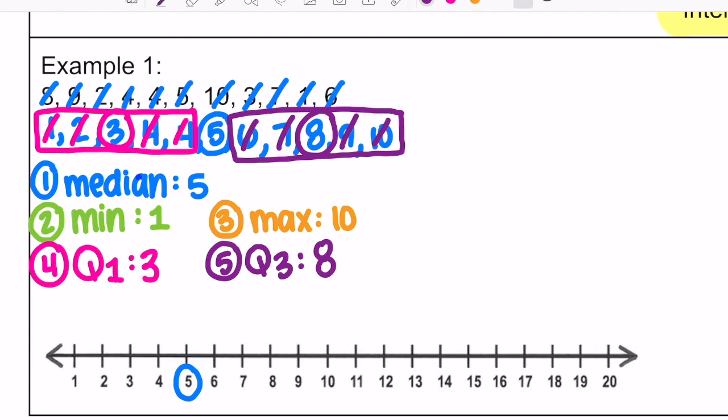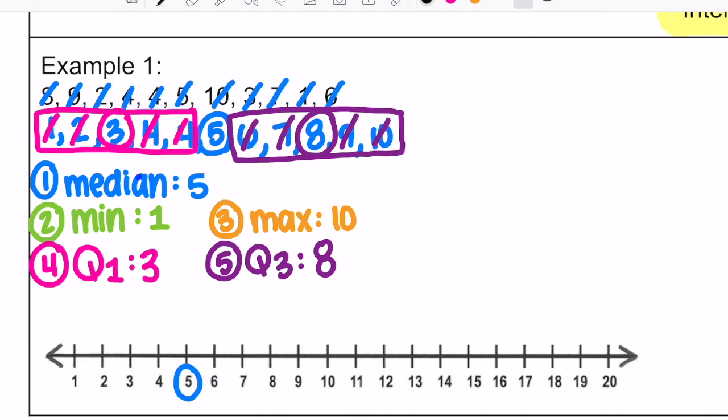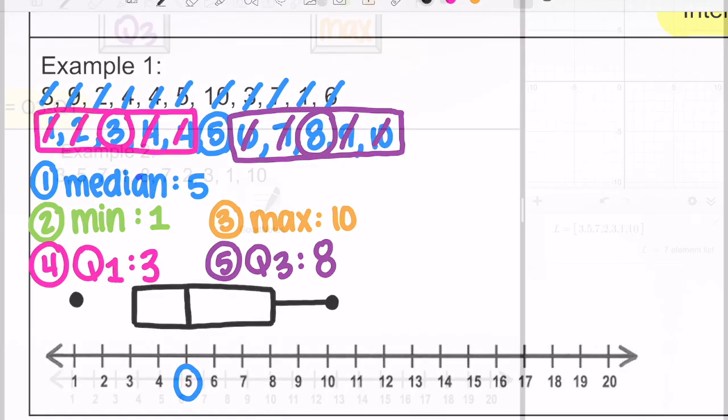Then we would simply use our 5-number summary to create the box and whisker plot. So the median was at 5. The minimum was 1. The maximum was 10. Q1 is 3 and Q3 is 8. So we're going to use those 3 lines to draw the box and then connect your whiskers.